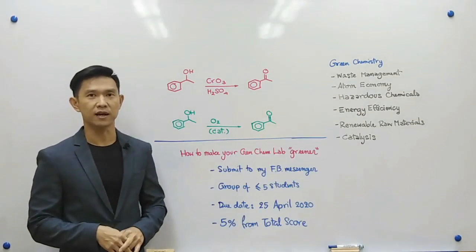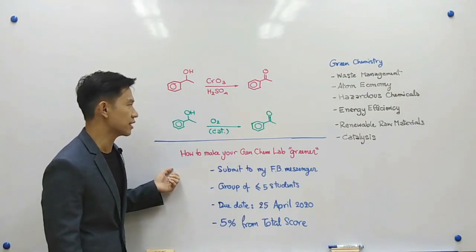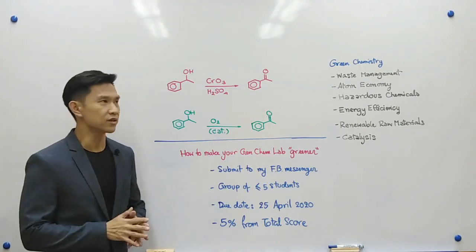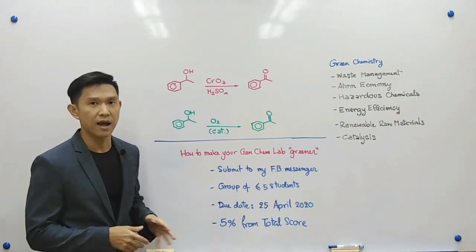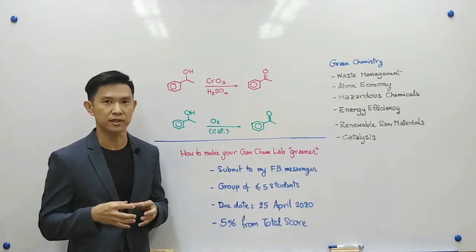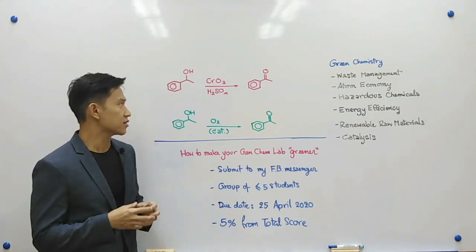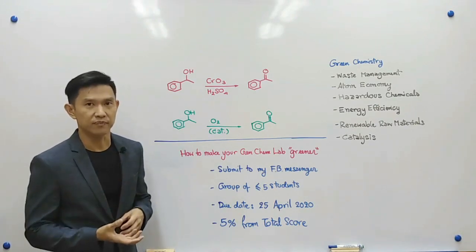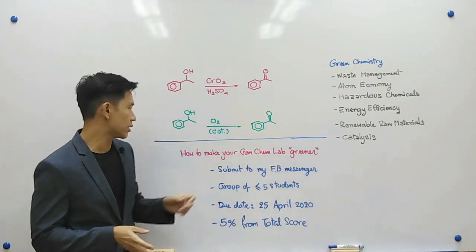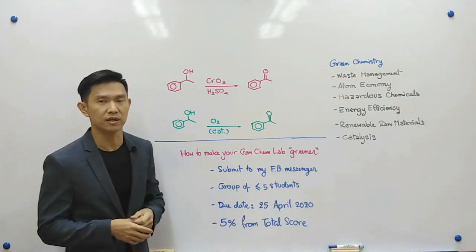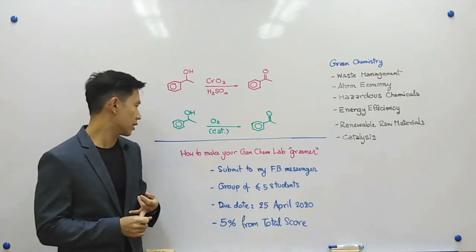Okay, so this is the assignment for green chemistry. The topic is how to make your GenChem lab greener. Basically you can research in more detail the basic principles of green chemistry, and then select one of the experiments you already did in the GenChem lab. Select the one that you like, and then try to make it greener using the principles of green chemistry. After you finish, you can submit it to my Facebook Messenger, in PDF form or in a Word document.